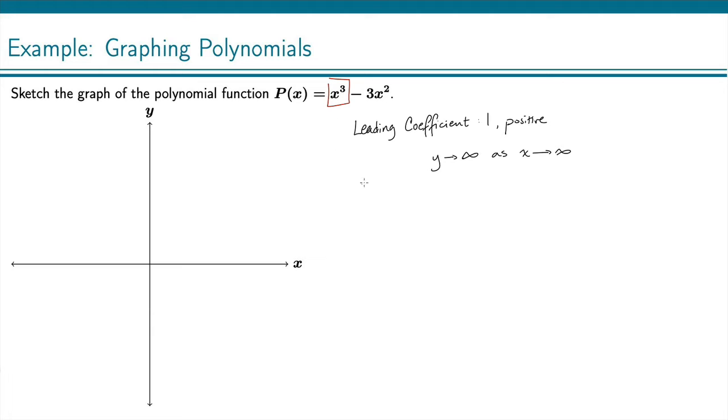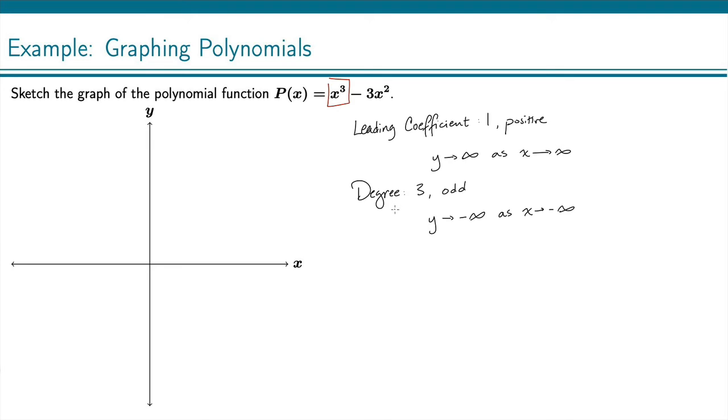And then we use the degree, which in this case is 3, and that is an odd number. When your degree is odd, that means that your end behavior on the left side will be different than what it was on the right. So since the right side was going up, the left side will be going down. So y approaches negative infinity as x approaches negative infinity.